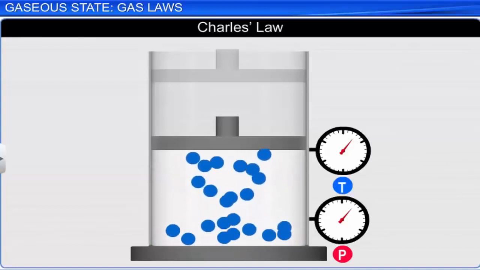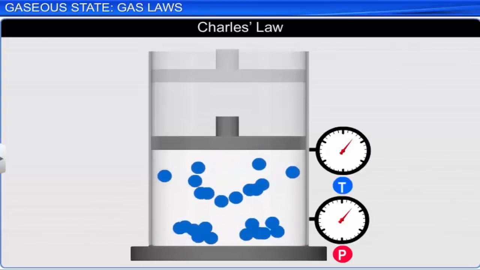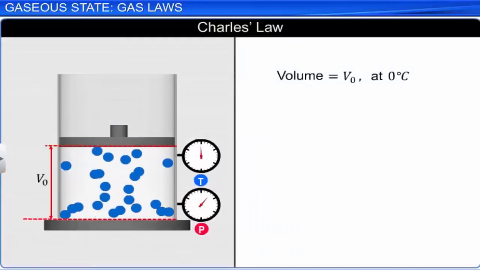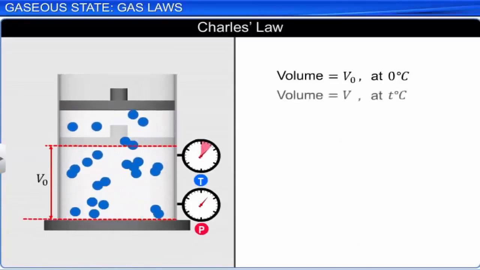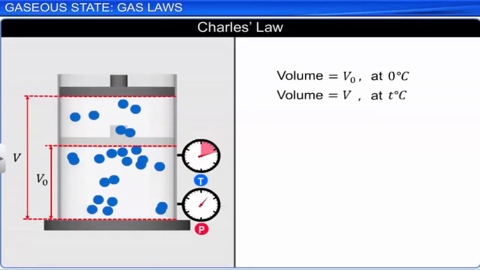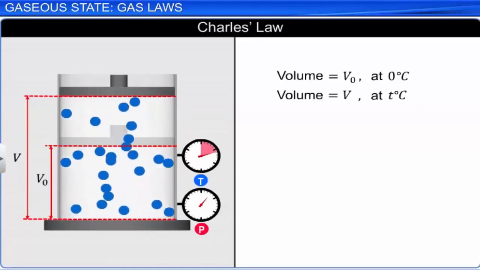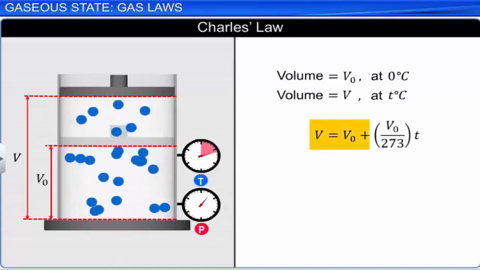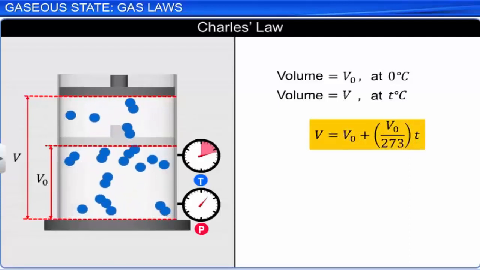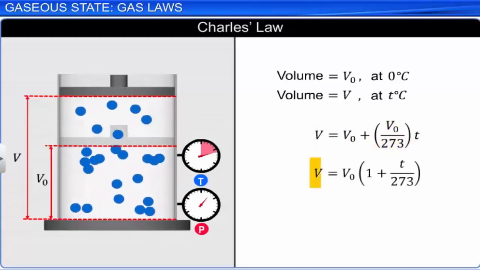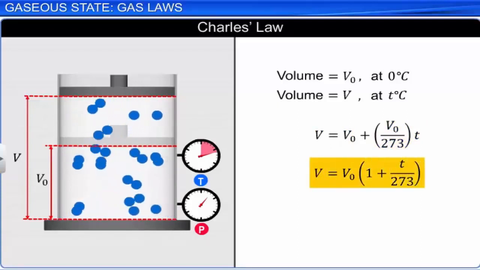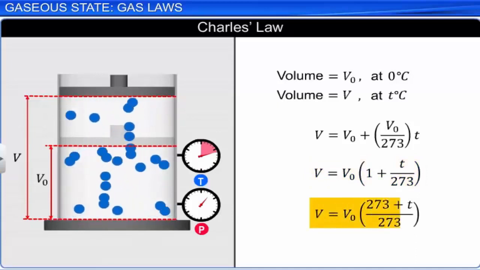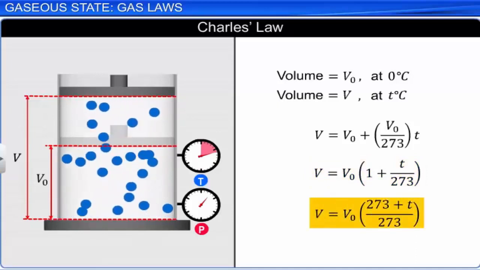Let's understand this through mathematical expression. Let V0 be the volume of a fixed mass of a gas at 0 degrees Celsius, and let V be its volume at temperature T degrees Celsius at the same pressure. Then, volume V at temperature T is equal to V0 plus V0 divided by 273 into T, or V is equal to V0 into 1 plus T divided by 273, or V is equal to V0 into 273 plus T whole divided by 273. Let this be equation 1.